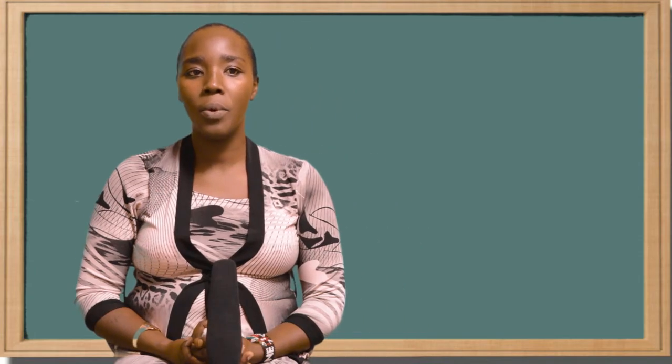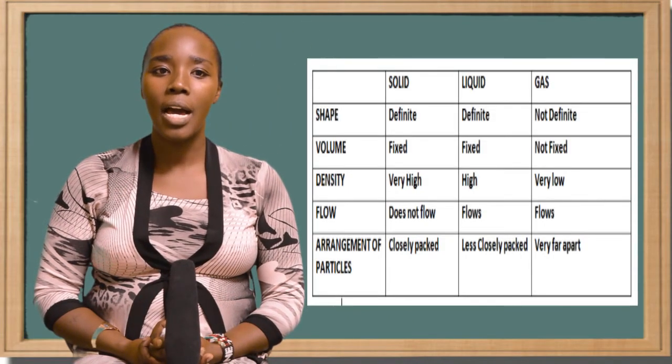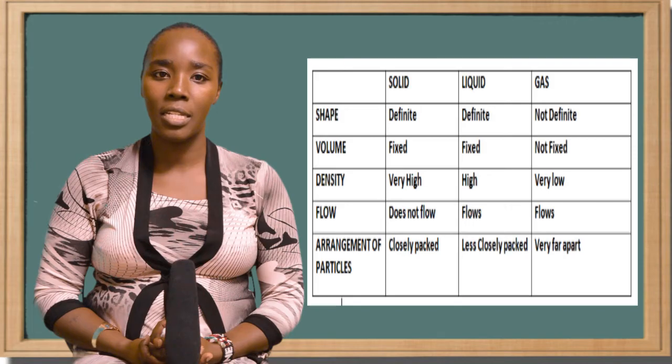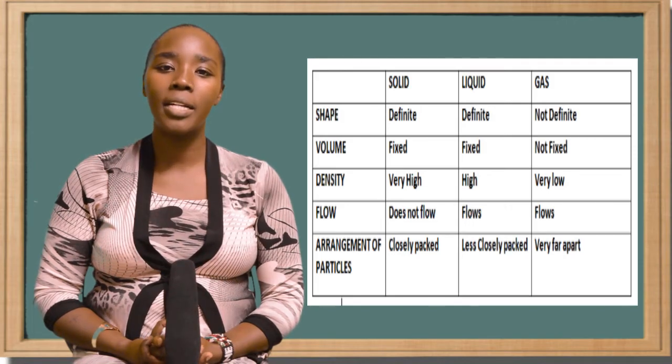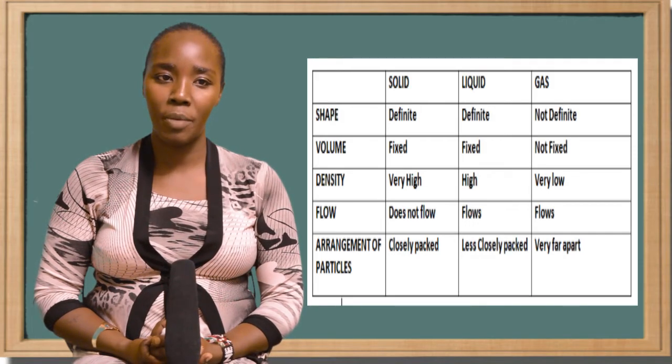We also looked at the differences between the various states of matter, and these differences give us the major characteristics of those states of matter. For example, if we look at number 1, the shape of the solid, the liquid, and the gas, we realize that the solid has a definite shape. The liquid also takes the shape of the container, and therefore we'll say that it has that definite shape, while the gas has totally no shape.